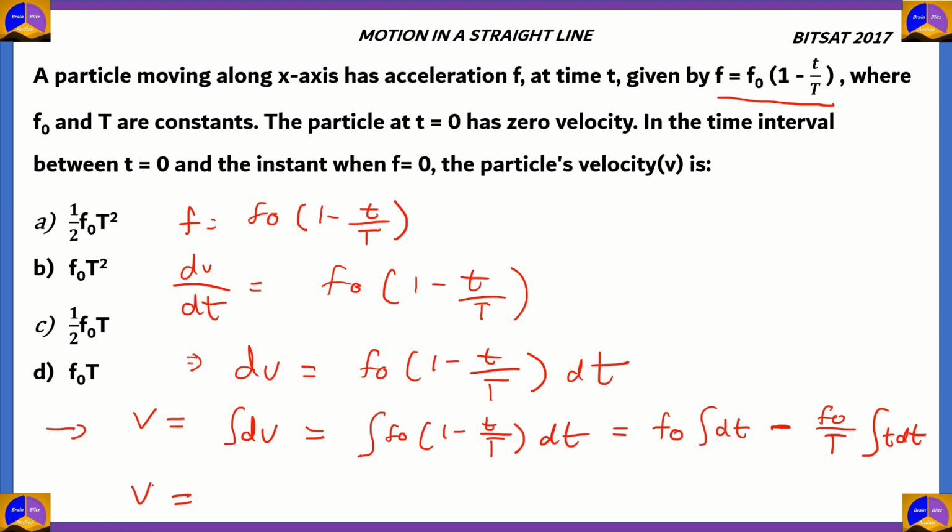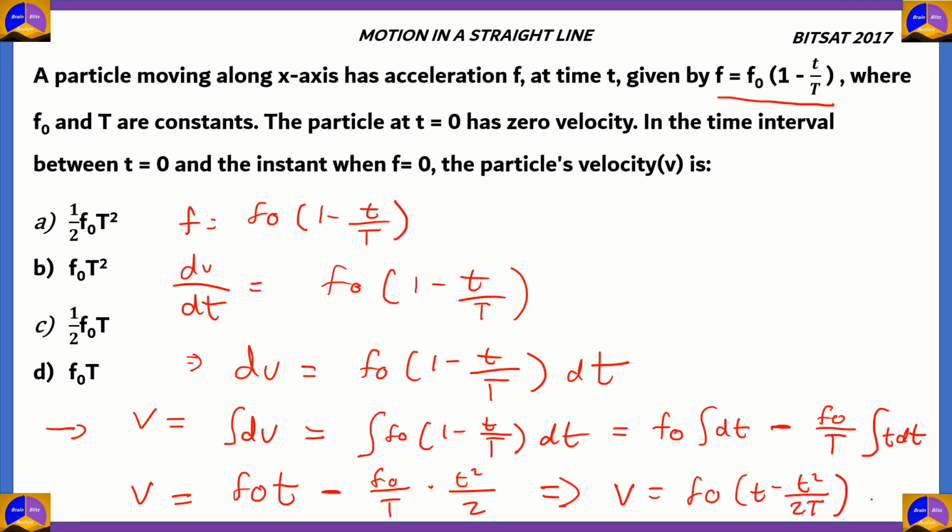So what we get finally is v equals f naught times the integral of dt, which gives you t, and then minus f naught by capital T times the integral of t dt, which gives you t squared by 2. So what we get is v equals f naught times t minus t squared by 2 times capital T, plus c. So there's always a constant c, which is the constant of integration.